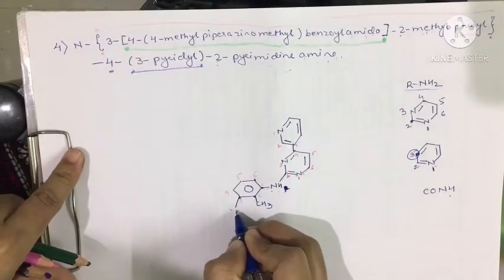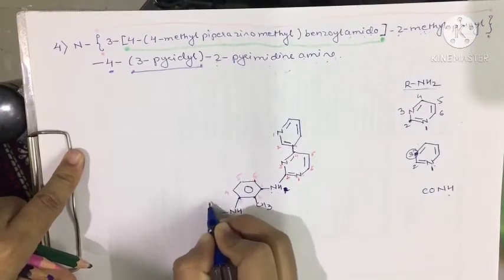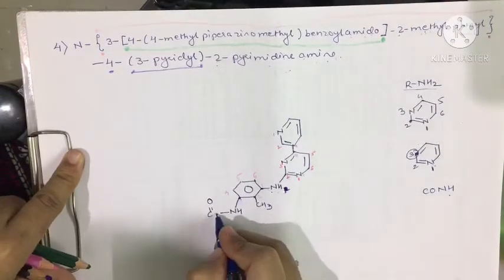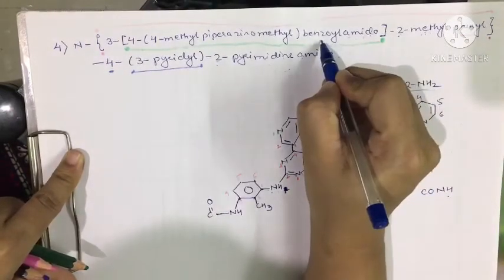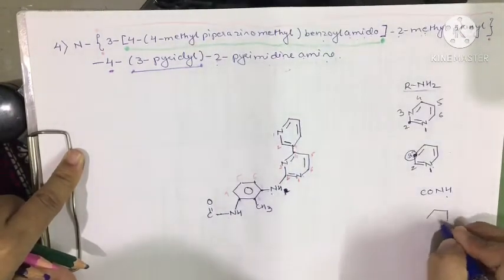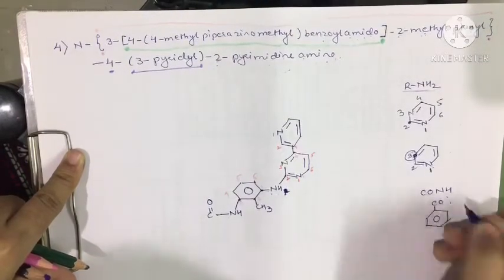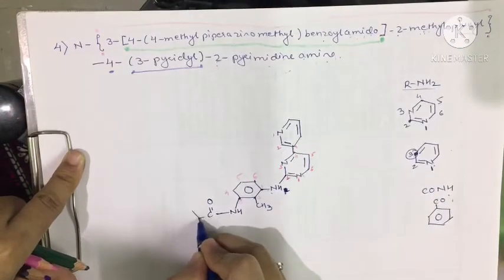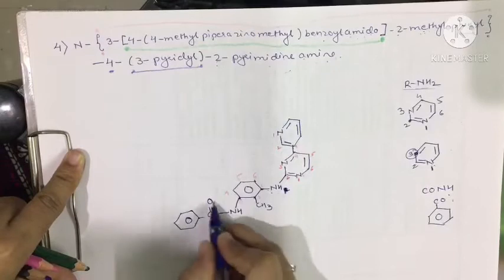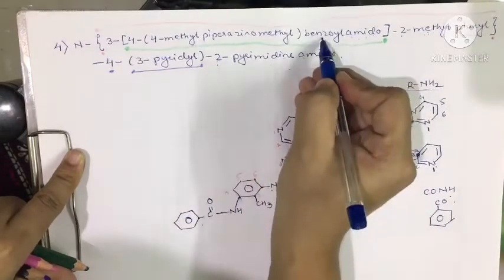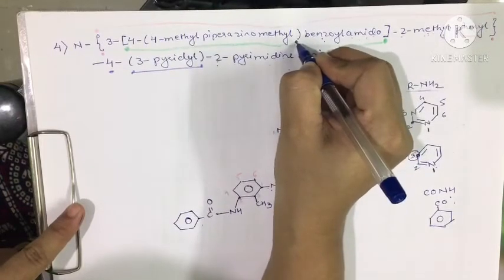So we are having NH and we are having CO. So this is amide. Amide is attached to the benzoyl group. So what is benzoyl? Benzoyl is a phenyl ring with CO. So CO is already there. We will attach a phenyl. So this becomes benzoyl.